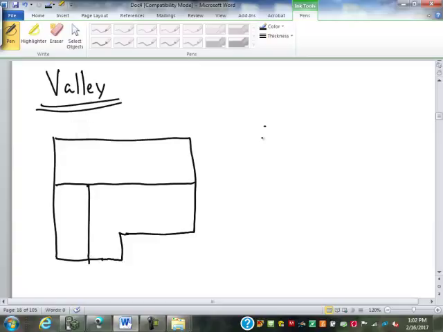Now I'm going to do this the simplest way possible right now. I'm going to call this 30 feet. And this is going to be 30 feet. So we have same span, same slope. Obviously there's going to be valleys there and there, there and there. And let's say that this is a 10-12 slope.